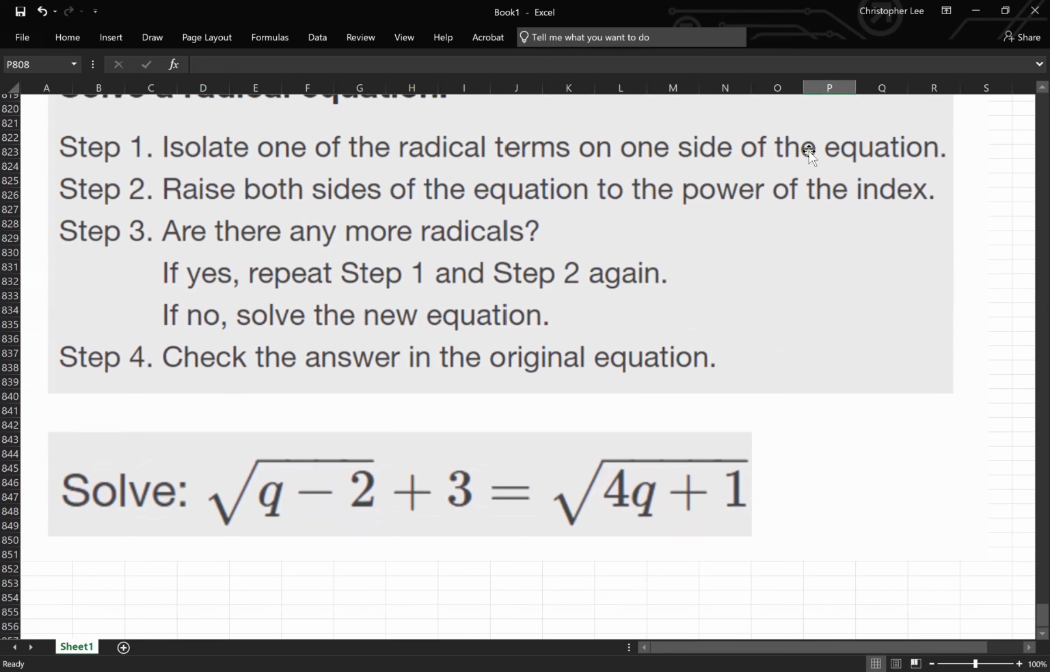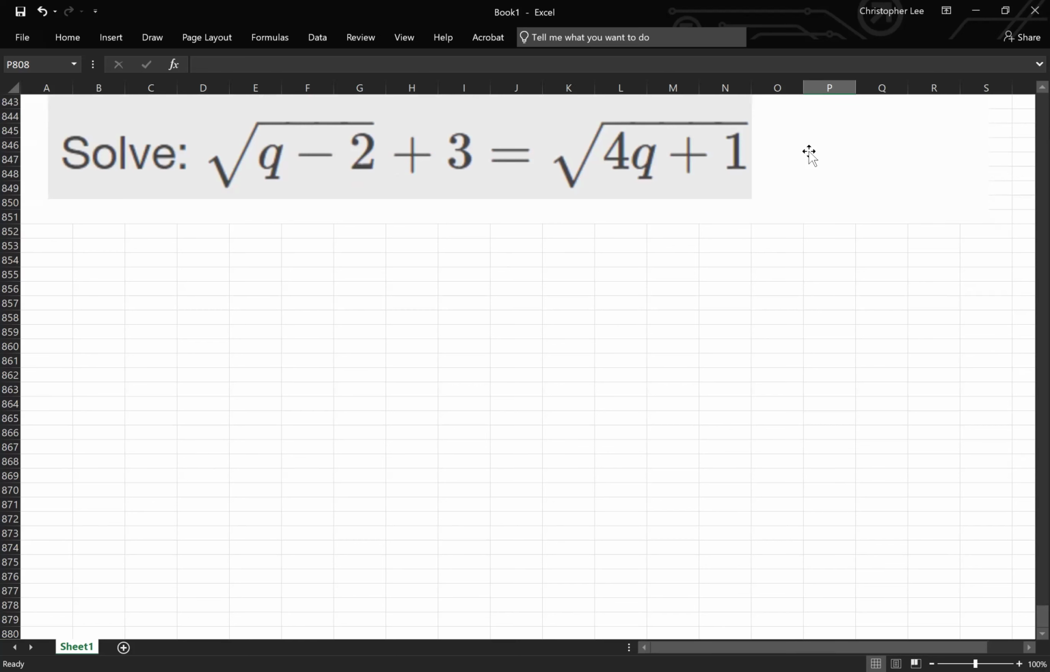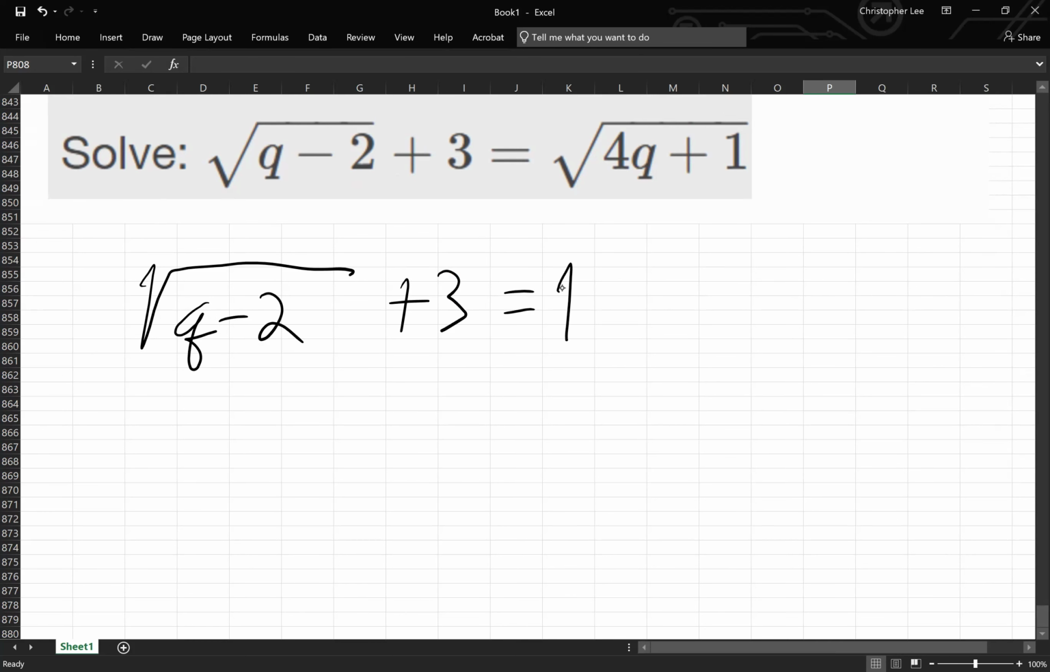All right. Let's look at another example. Same thing as what we just did. So I have square root of q minus 2, plus 3, is equal to square root of 4q plus 1. Which is the more complicated radical here? 4q plus 1, right? So how do I get rid of the radical? How do I get rid of this radical?